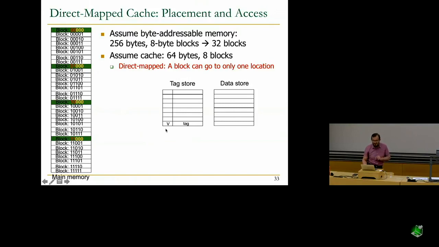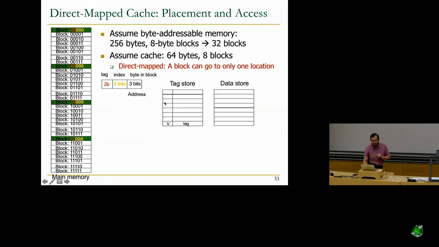In the tag store, we have a valid bit and we have a tag. In the data store, we have the data associated with that tag. And when we get an address, this is what the address looks like. Basically, this is the byte inside the block. Our block size is 8 bytes. Our index is 3 bits, and we use this index to decide which of these 8 blocks we should check in the tag store to determine the presence of the address. Make sense?